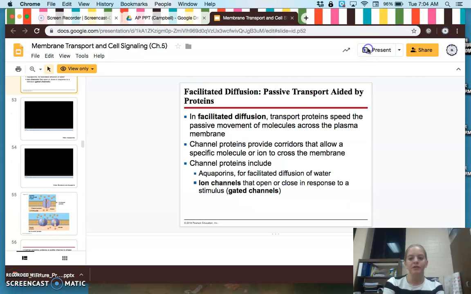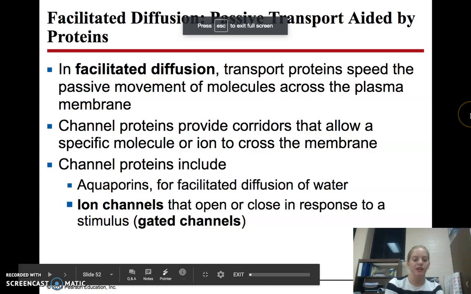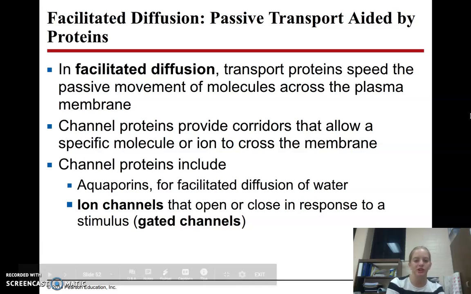So the last type of passive transport that we're going to talk about is known as facilitated diffusion. And if you think about what the word facilitated means, it can help you remember how facilitated diffusion works. So facilitated means to help, and facilitated diffusion is basically diffusion helped by proteins. And the proteins that are helping are known as transport proteins. These help move molecules across the membrane a little bit quicker than they would be able to move across if they didn't have those transport proteins.